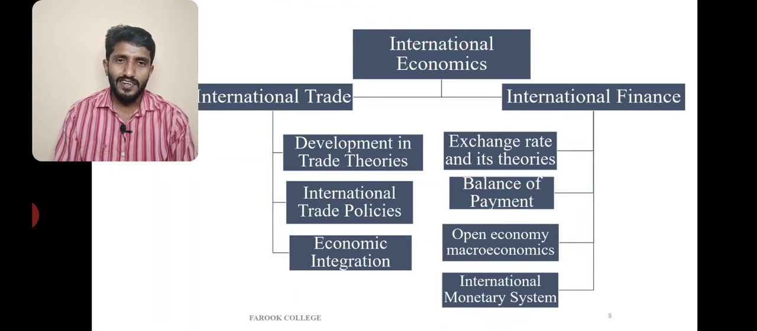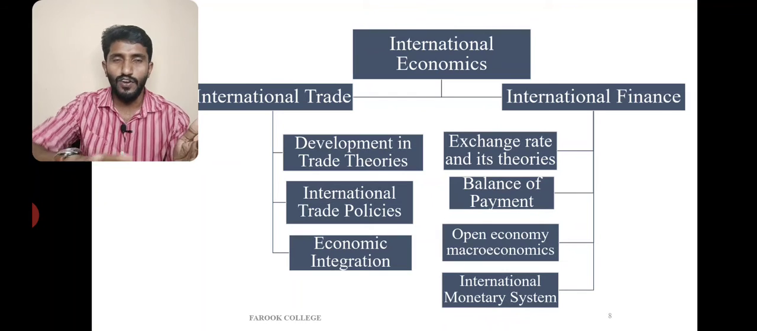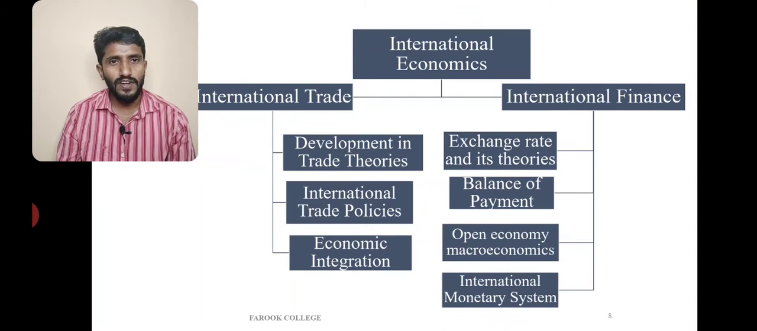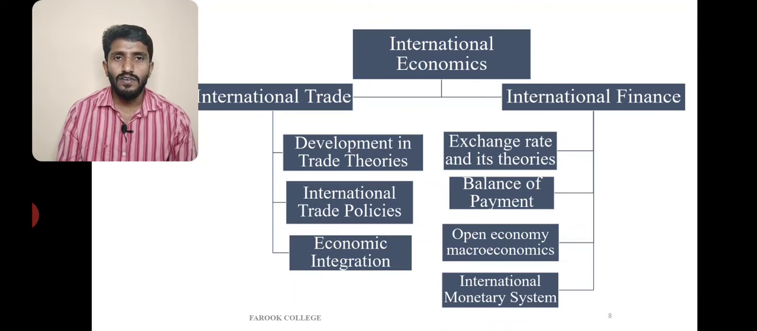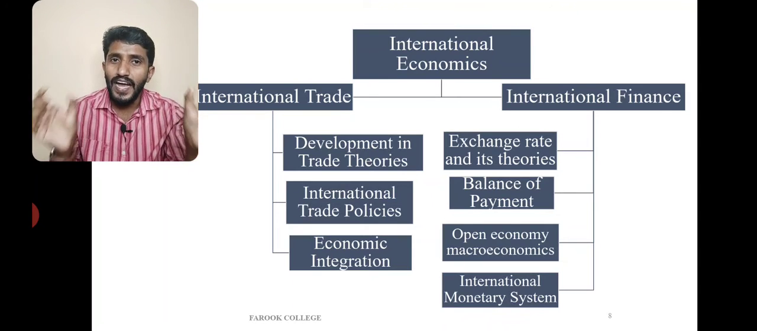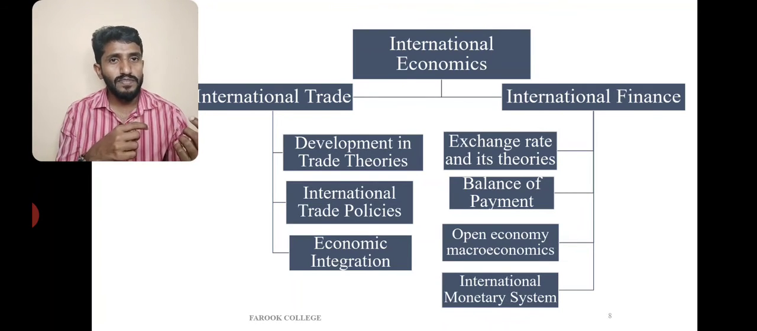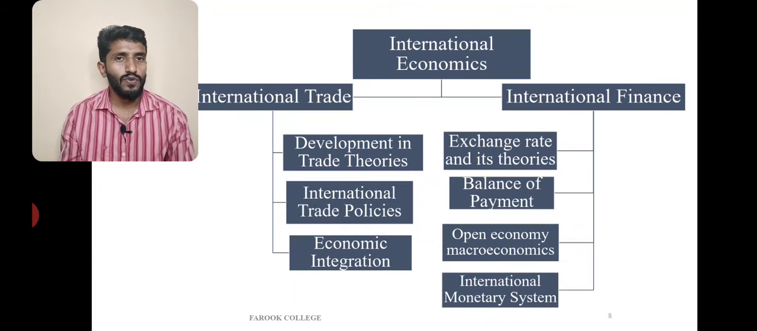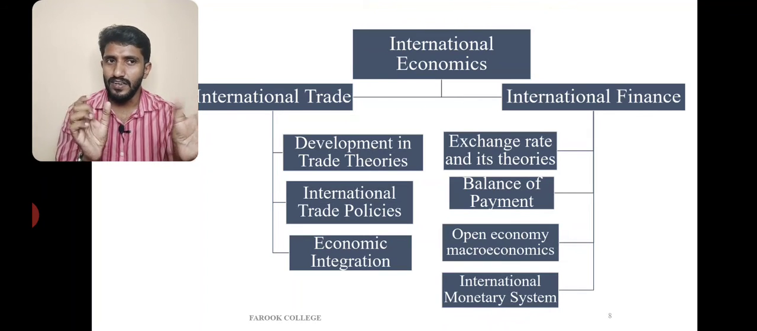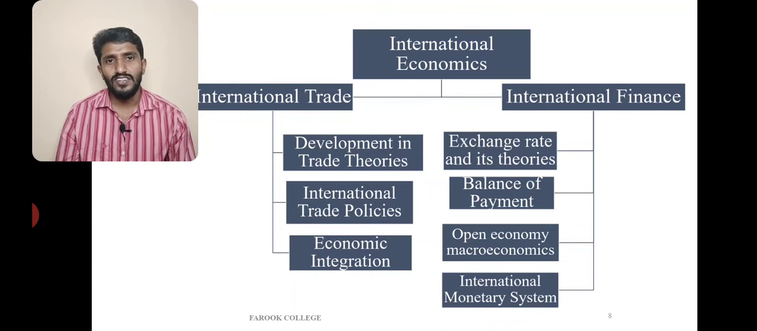Then finally, we are going to discuss the subject matter of international economics. What are the different aspects to be discussed in international economics? Firstly, let me tell you there are two branches of international economics: international trade and international finance. These might be two subjects when you go for MA or any advanced studies, but for UG, international trade and international finance are included and given only one paper, international economics.